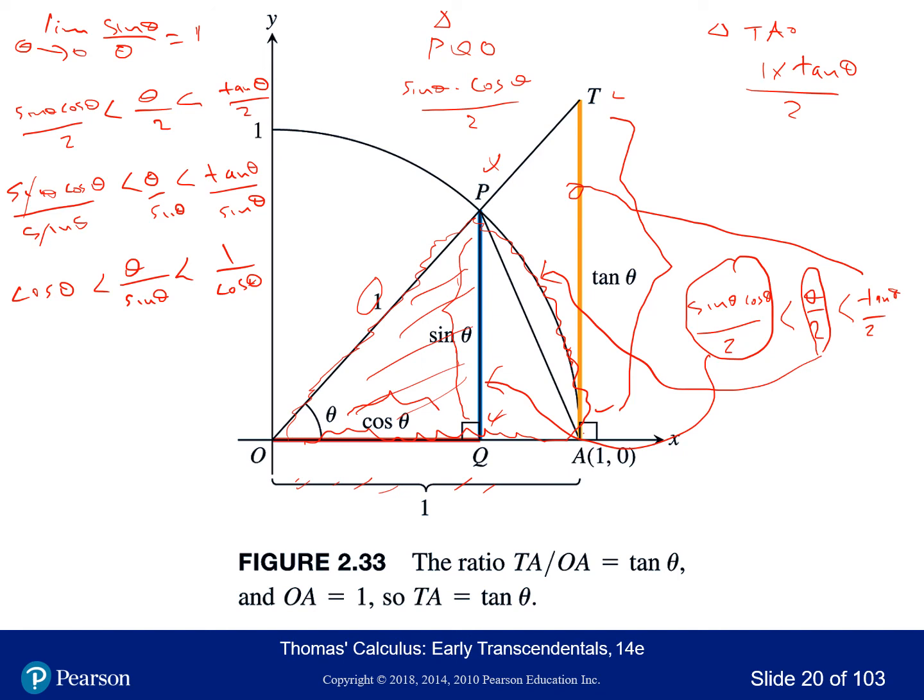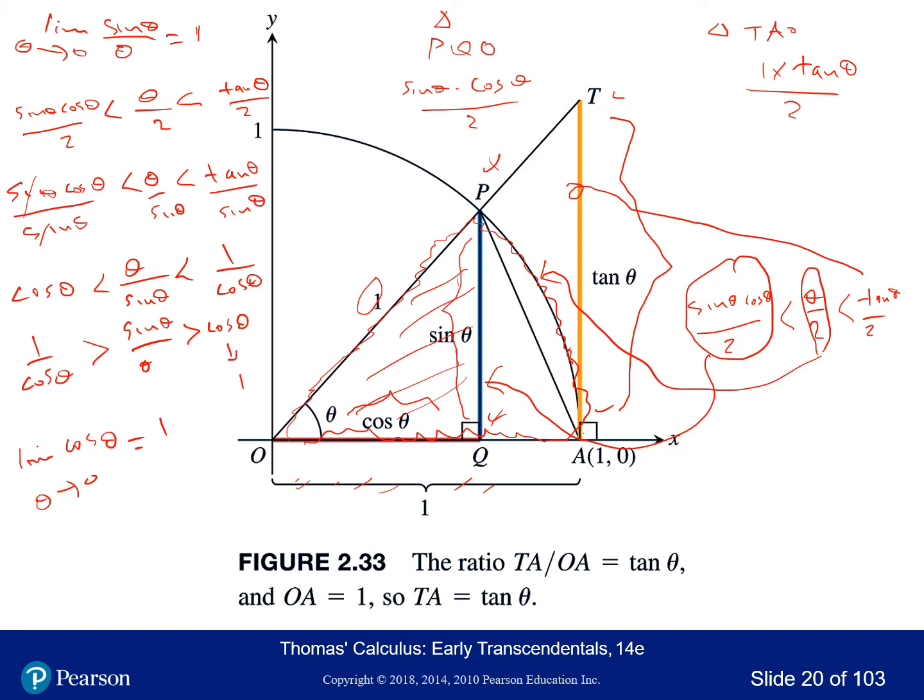Now, what we're going to do is go ahead and flip each term. So I'm going to say 1 over cosine theta. This is going to be flipped also. It's going to be greater than sine theta over theta, and this is going to be greater than cosine theta. I flip them. Now let's take the limit of cosine theta as theta goes to 0. That's equal to 1 for sure, because cosine 0 is equal to 1. And since that is the case, the limit of cosine theta as theta goes to 0 will be equal to 1.